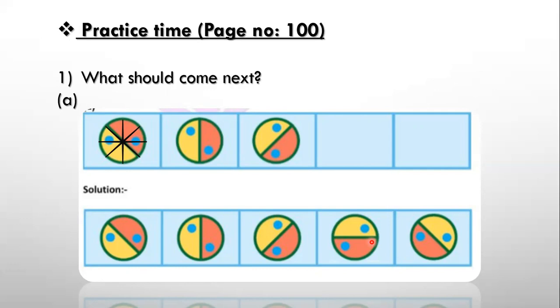See here, the pattern is formed by the repetition of 45-degree turns. 45 degrees means 1/8 turn. So, I have divided the circle into 8 equal parts. See here, 8 equal parts are there. And in the original figure, this black line is in this position.